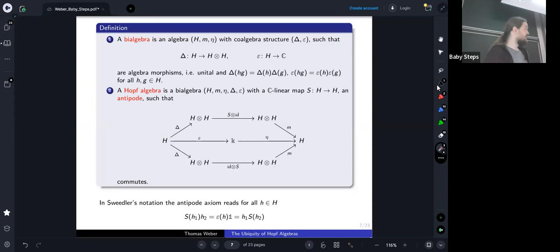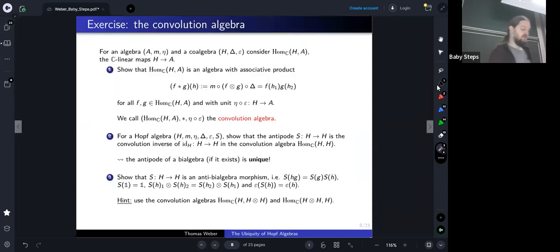So before looking at examples, maybe let's have this exercise here, which is very useful. So let's take a step back and look at an algebra A and a co-algebra H, and take a look at the linear maps, the C linear maps from H to A. So this we can structure as an algebra in the following way. So take two linear maps from H to A, F and G, and you convolution multiply them in this way.